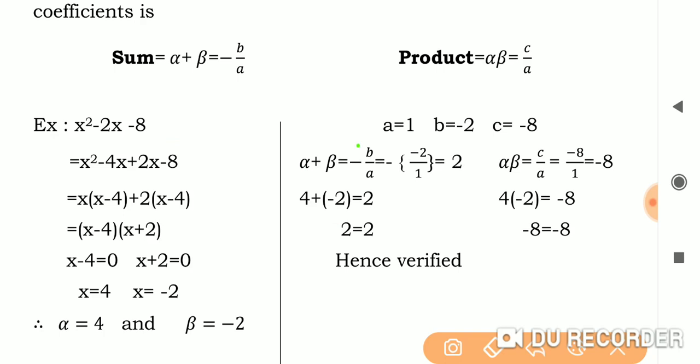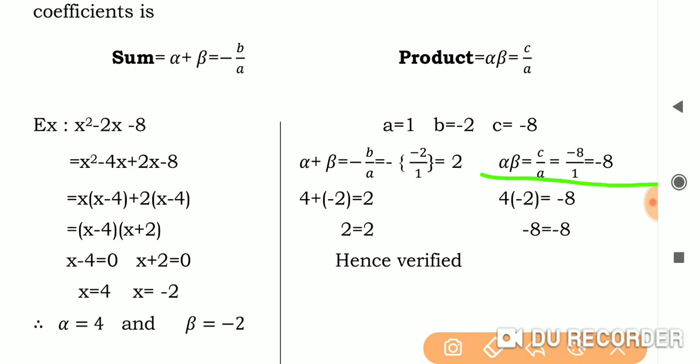We have written alpha as 4 and beta as minus 2, whereas minus b by a is equal to minus, in brackets, b is minus 2, we have written here minus 2, and a is 1. Minus into minus, we get plus, 2 by 1 is 2, right? Here we have retained the 2 as it is. When you simplify the values of alpha and beta, you get 4 plus minus 2, which is nothing but 2. So hence verified, that is 2 equal to 2, that is the relation of sum and coefficients. Now let us see whether it is applicable to the products.